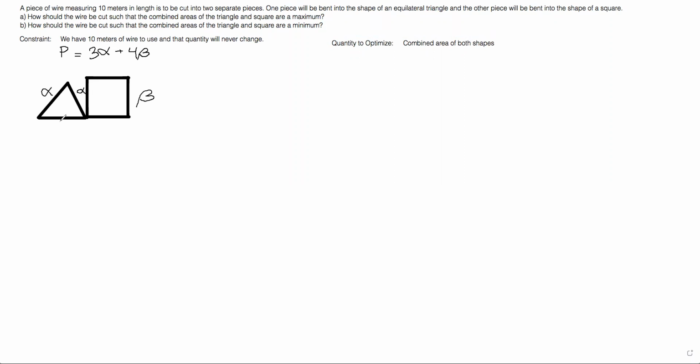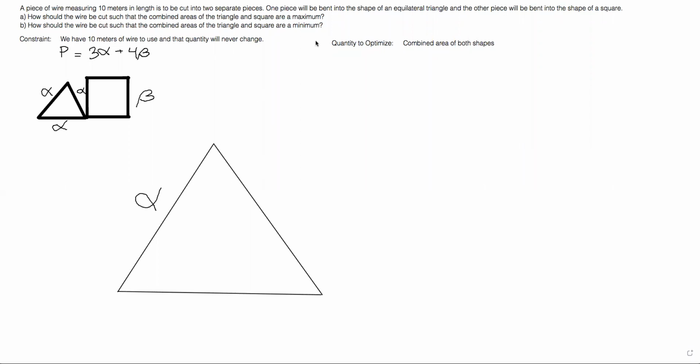We know that we're going to have side lengths of alpha all the way around. And I think I actually want to draw a bigger triangle to help us understand better. It just makes it a little bit more clear what the dimensions are supposed to be. So this is alpha. We know the area of a triangle is going to be 1/2 base times height. So we have the base already. The base is just going to be one side length, that's alpha. But now we need to find the height.